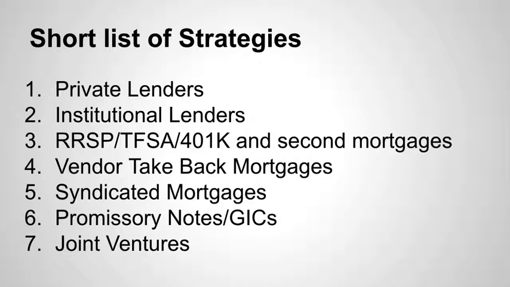Syndicated mortgages, this is where you pool multiple sources of money from people to generally buy larger pieces of property. So this is if you want to buy, let's say, an apartment complex and you have 100 different investors, you would syndicate the mortgage whereby everybody would have an equal share in terms of the liability of the property.